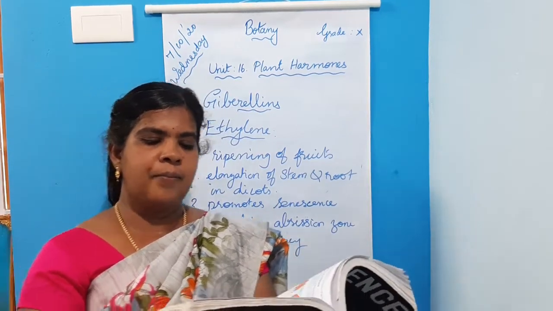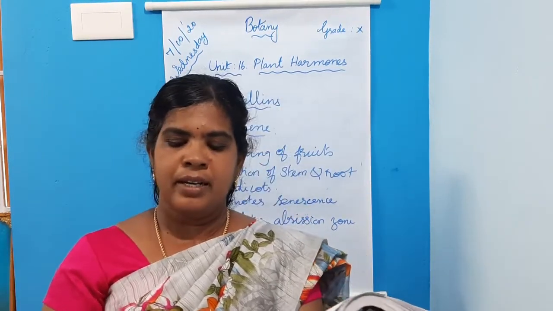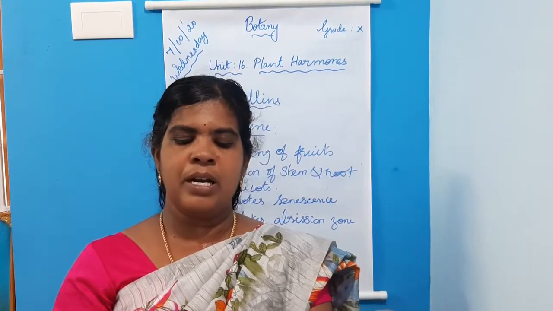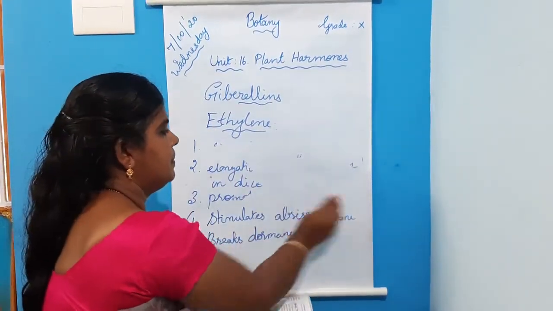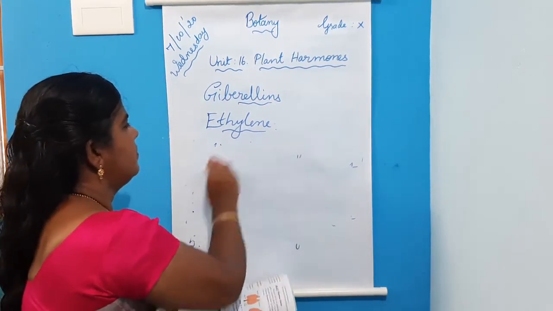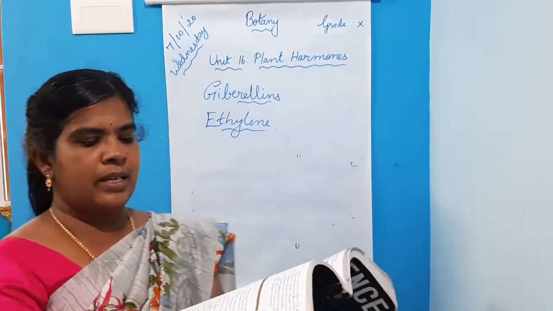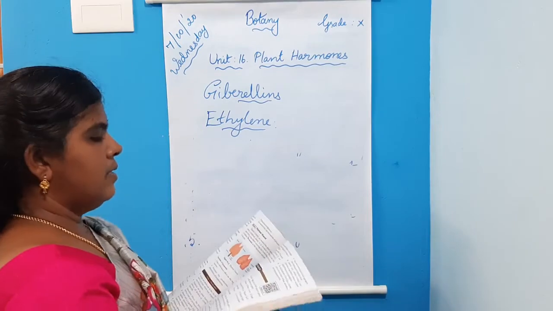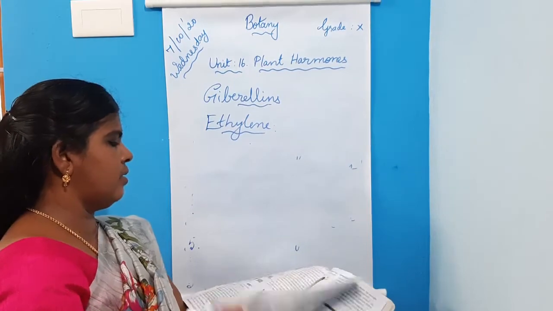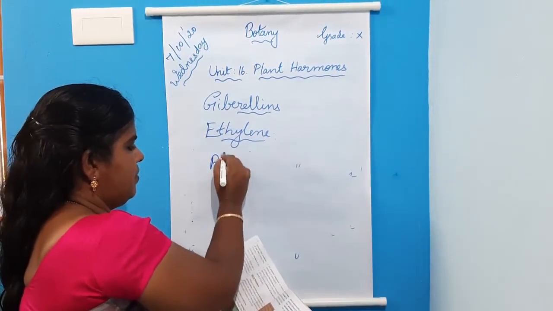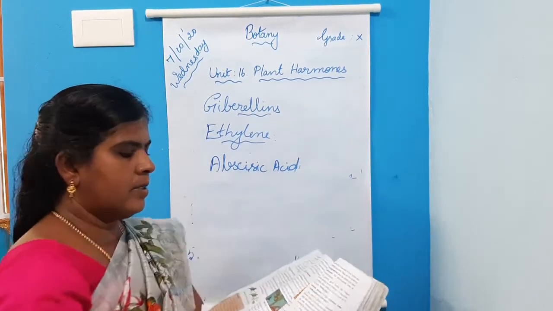Next, fill in the blanks. Second one: ethylene is a gaseous hormone involved in abscission of organs and acceleration of fruit ripening. Which hormone? Ethylene, right? Next one: abscisic acid causes stomatal closure, right? Abscisic acid causes stomatal closure.